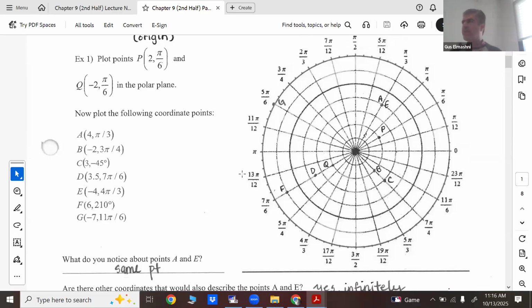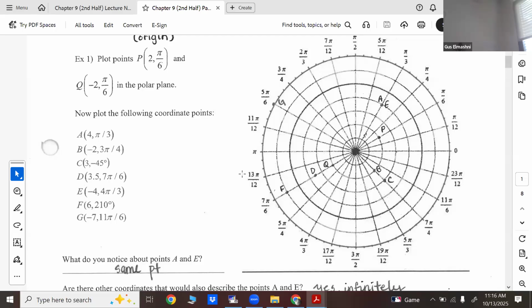But no, this is a new system you're learning. It's kind of like a new language. So you're learning a new language a little bit. Are there other coordinates that would describe points A and E? Yes, they're infinite. Like I could have said, for example, 4 comma 7 pi over 3.